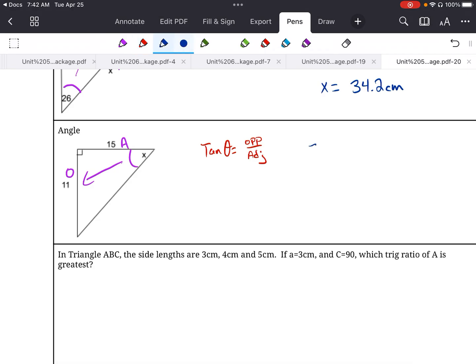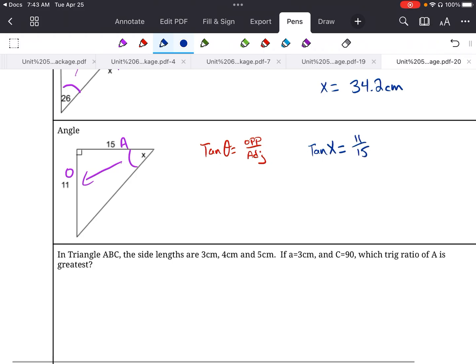We don't know the angle here, so we're looking at tan x equals 11 over 15. It's an angle, so we're using inverse tan of 11 over 15. You can do this on a calculator: tan inverse, and then bracket 11 divided by 15. On an iPhone, 11 divided by 15, hit equals, then press tan inverse, and we get an answer of 36 degrees. You always want to round to the nearest degree when it's angles.